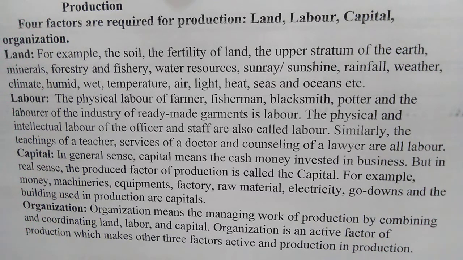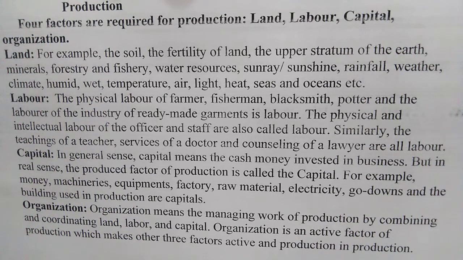That is, we have to use capital for production. Last of all, organization. Organization means the managing work of production by combining and coordinating land, labor, and capital. Organization is an active factor of production which makes other three factors active and productive in production. The man who organizes is called organizer or entrepreneur or manager.